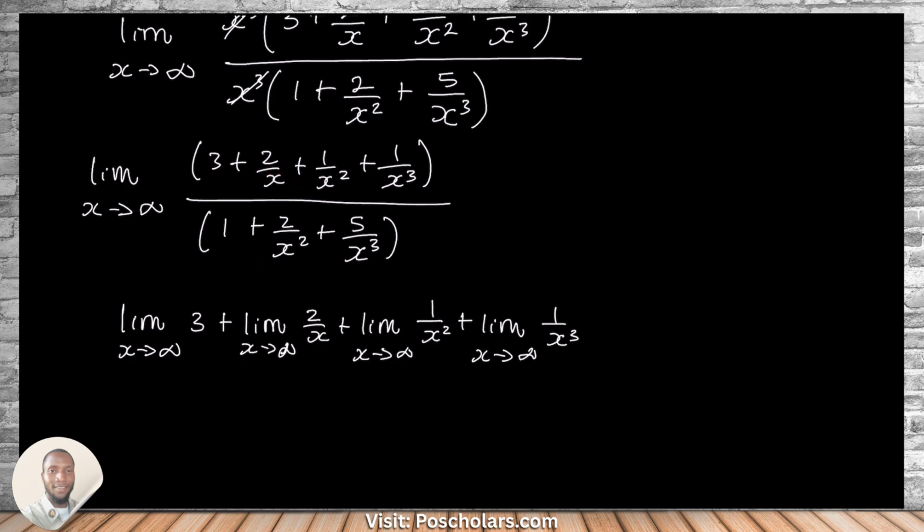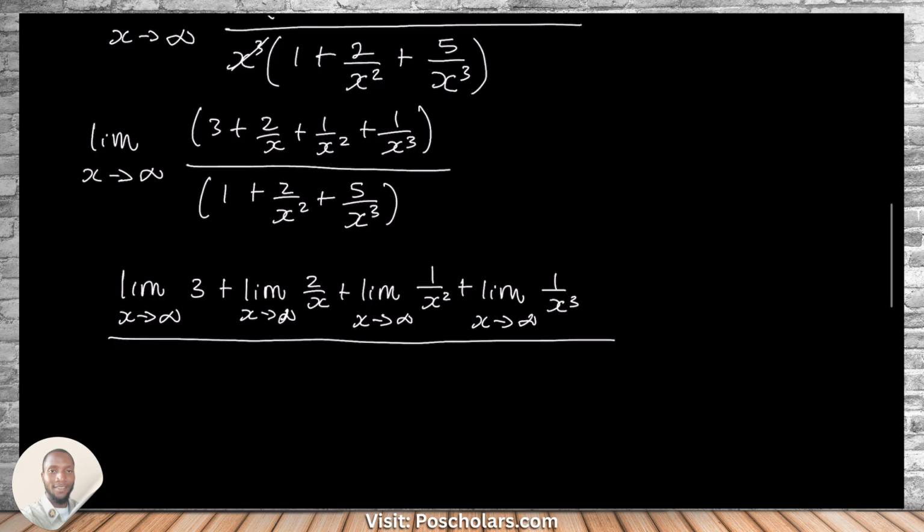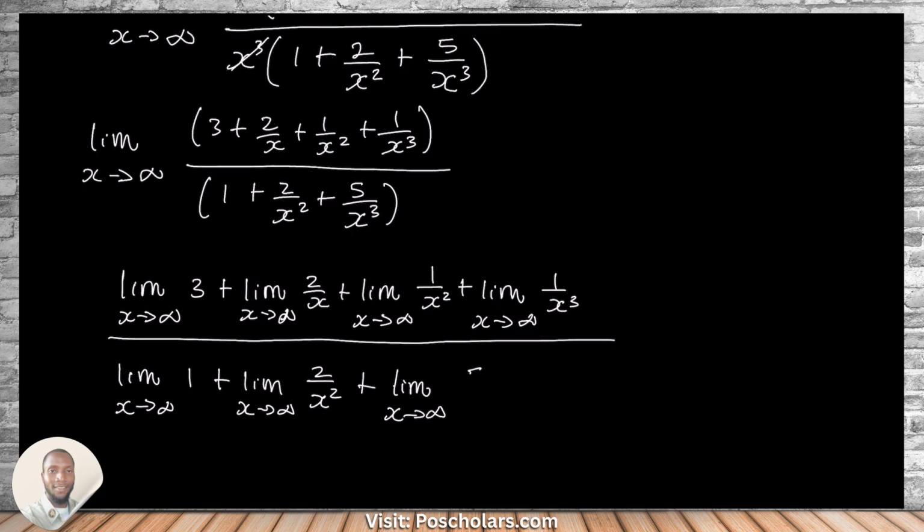Now let's work with the denominator. So for the denominator, we have limit as x tends to infinity of the function 1, which is a constant, plus limit as x tends to infinity of the function 2 over x squared, plus limit as x tends to infinity of the function 5 over x cubed. So it's easy for us to work with now. So all this will be equal to what? The limit of a constant?